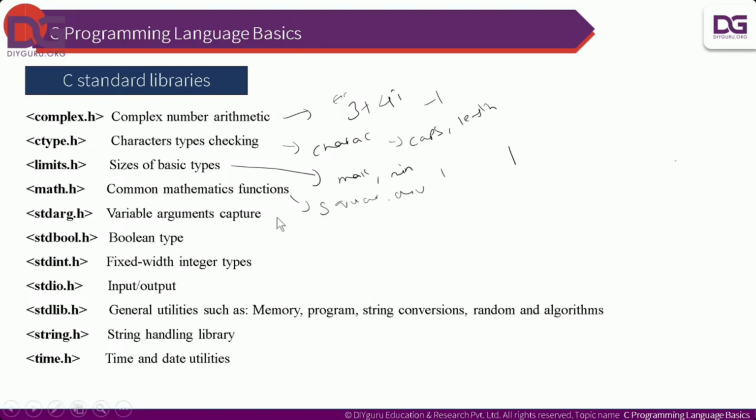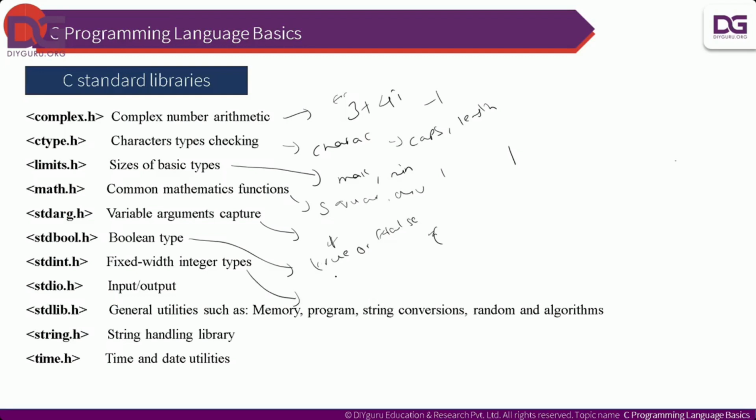Then next is stdarg.h. This is for variable arguments capture: when a function has a variable number of arguments, not a single argument but multiple arguments, that time we use this. Then next we have stdbool.h. This is for the boolean type, which is true or false.